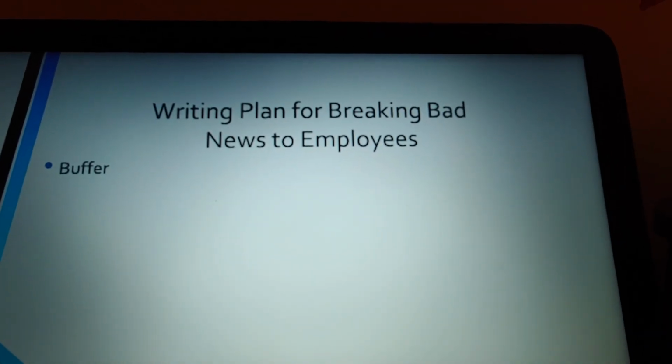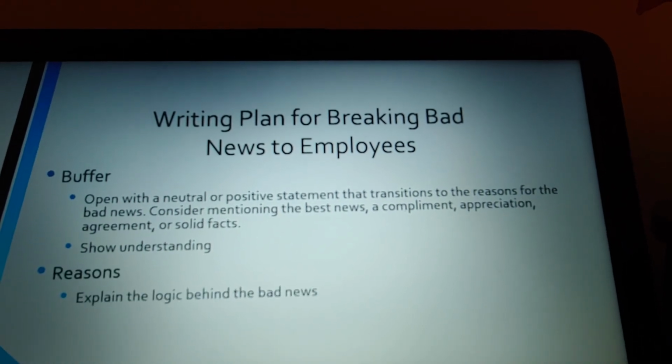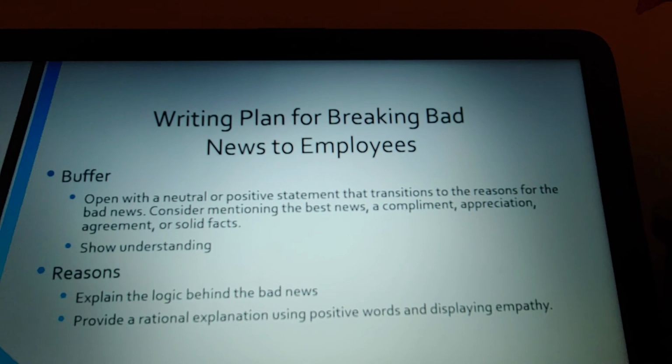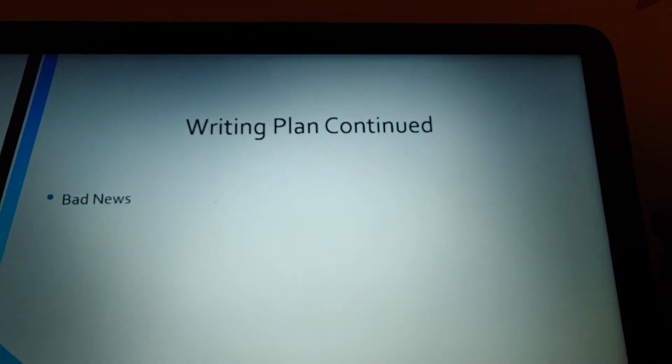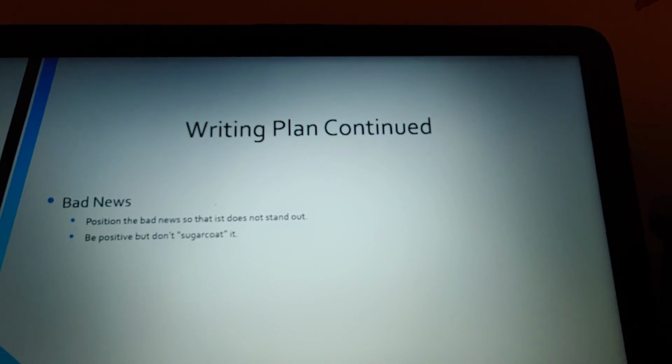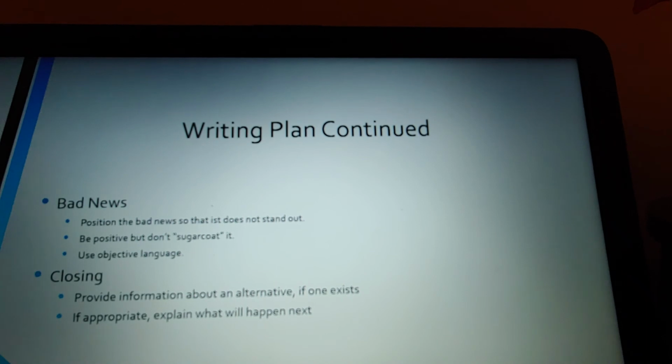So remember, the buffer, the reasons, the bad news is in the 3rd paragraph, and the closing is the 4th paragraph.